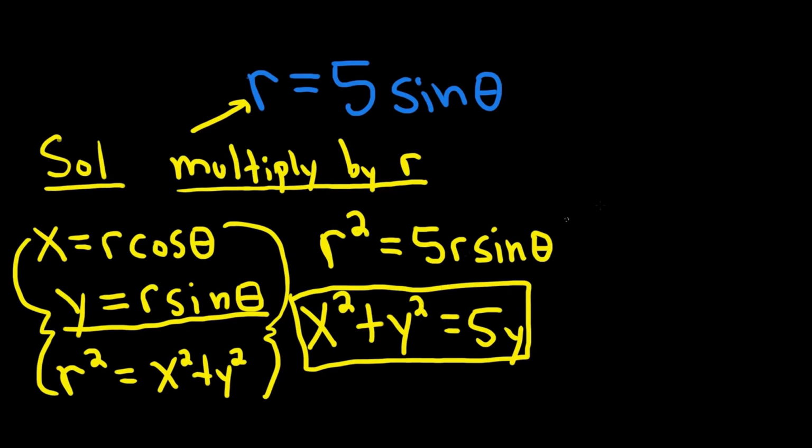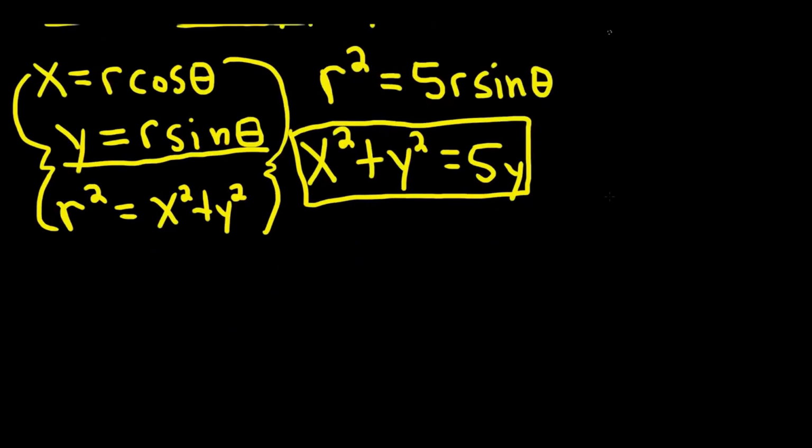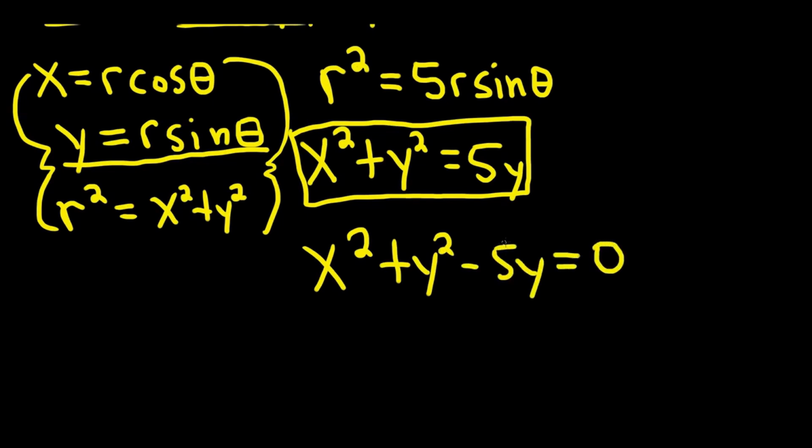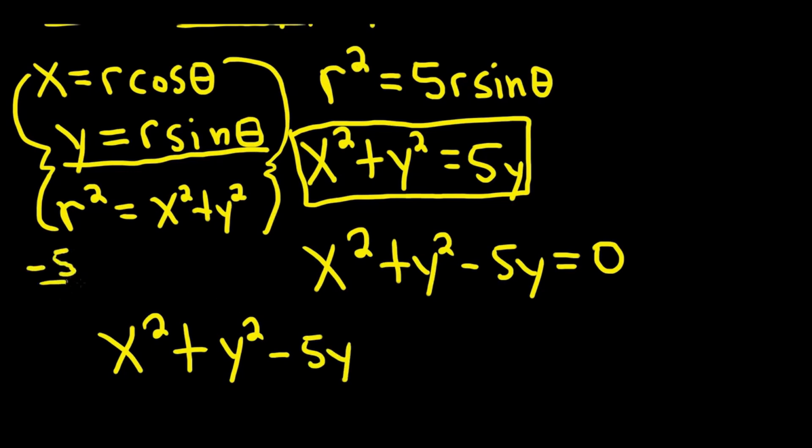So if you were asked to graph this, one way to do it would be to complete the square. So you would start by subtracting 5y from both sides. So we have x squared plus y squared minus 5y equals 0. And then what you would do is you would complete the square in y. So the x stays the same. You take the coefficient of y, so negative 5, you divide it by 2, and then you square the result. This will become 25 over 4.